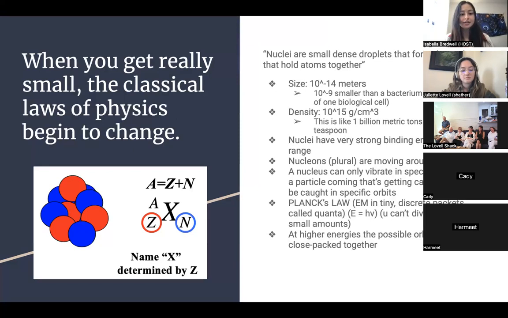And then as you get to higher energies, the possible orbits get really, really close together. So at first you have 1, 2, 3, 4, and then later you'll get higher numbers like 100, 100.1, 100.2. They'll just get closer and closer together when you get to higher energies. But the main point from this is that energy is quantized, so it can only appear in specific intervals.